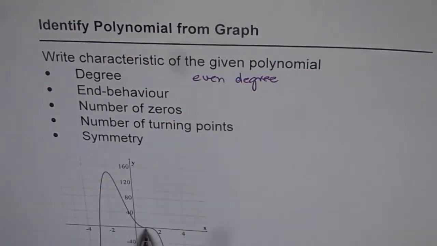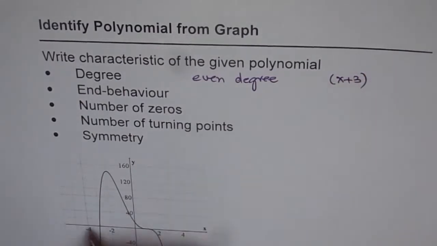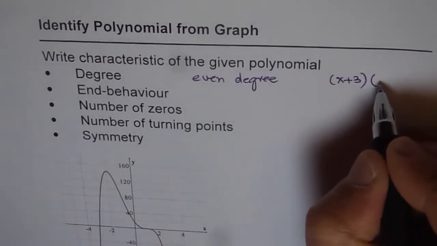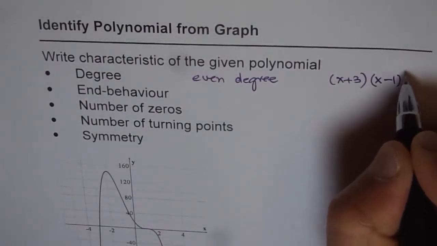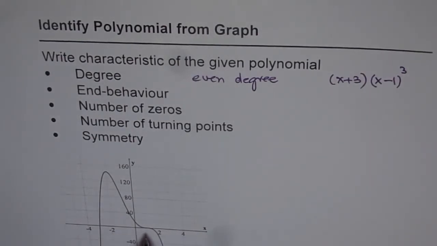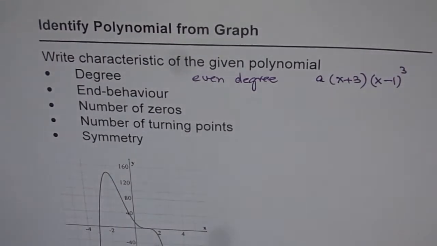We know there are two zeros, right? One zero is at -3, so it could be x plus 3, and that is a linear zero. And the other one, which is at 1, seems to be a cubic zero. So we could write this as x minus 1 to the power of 3, right? And we can actually find the equation of this graph by taking some point on the graph.